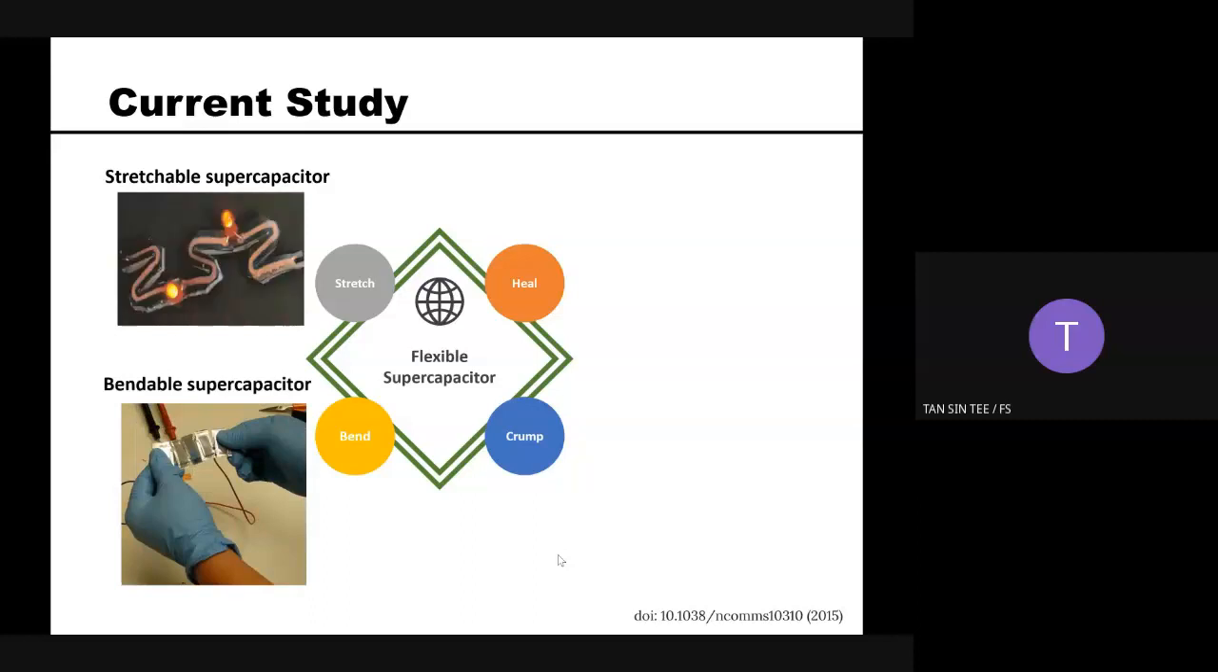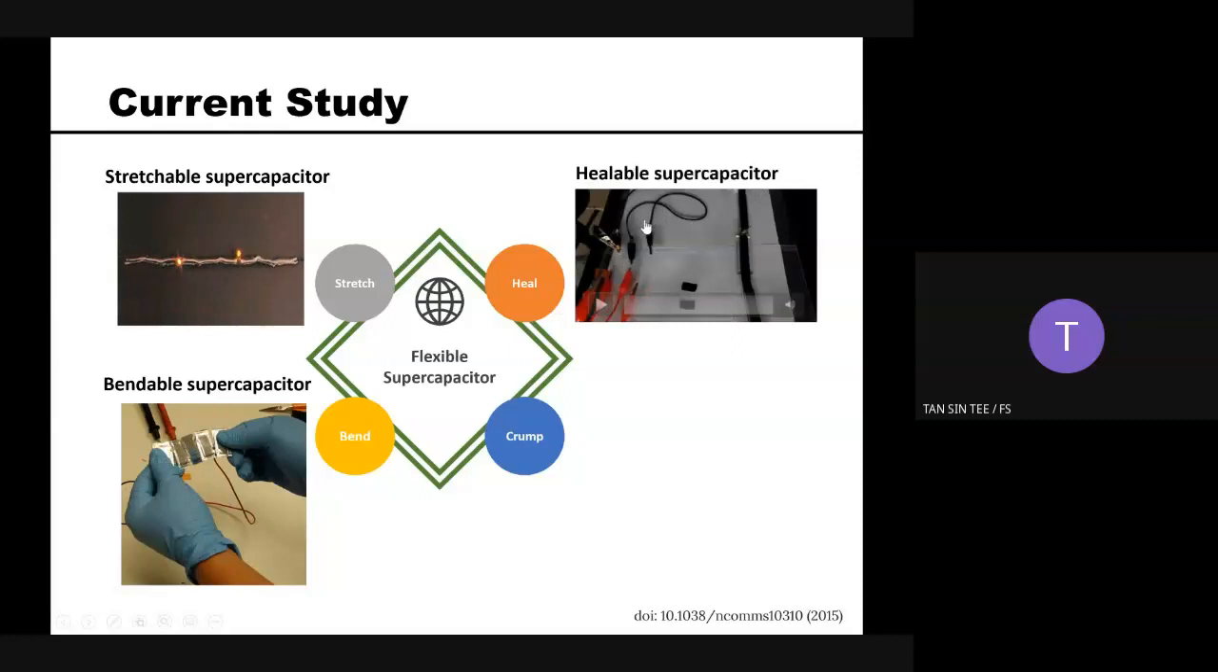Okay, so the first one is actually the stretchable supercapacitor. Although you stretch it, it doesn't affect the energy storage inside the device, and it behaves like a power supply. Second one is bendable, and then the third one is cuttable.